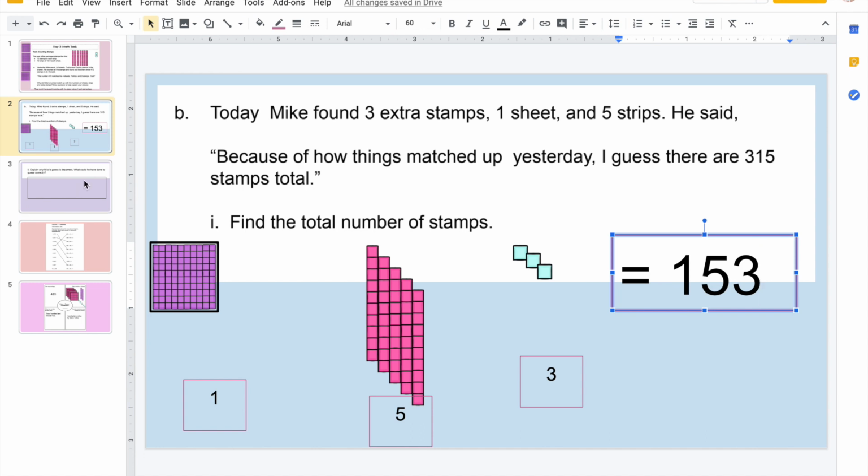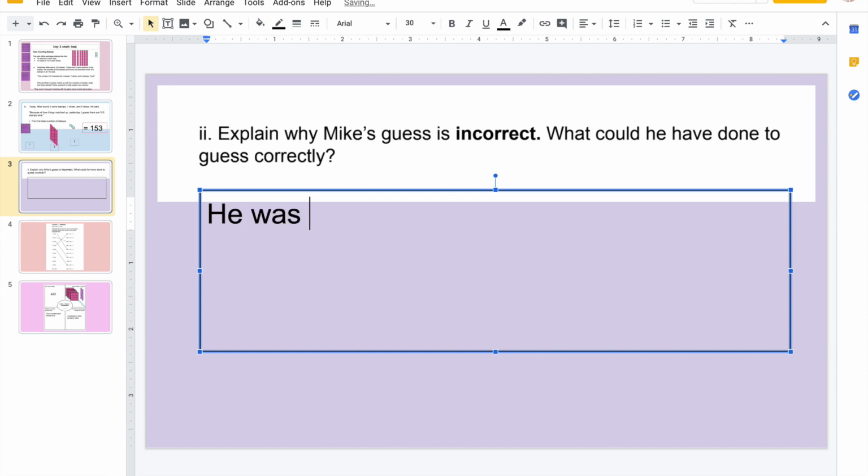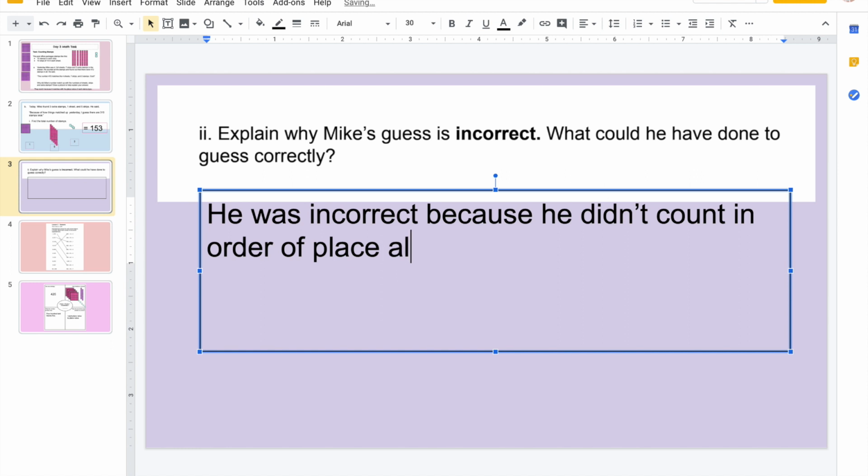Okay, and then the last part of this math task, this is a 3-act math task. So the last part is explaining why Mike's guess is incorrect. What could he have done to guess correctly? So again, Mike's guess was incorrect. He was incorrect because he didn't count in order of place value, period. And again, this is a 2-part question. So the next part of this question is asking, what could he have done to guess correctly?